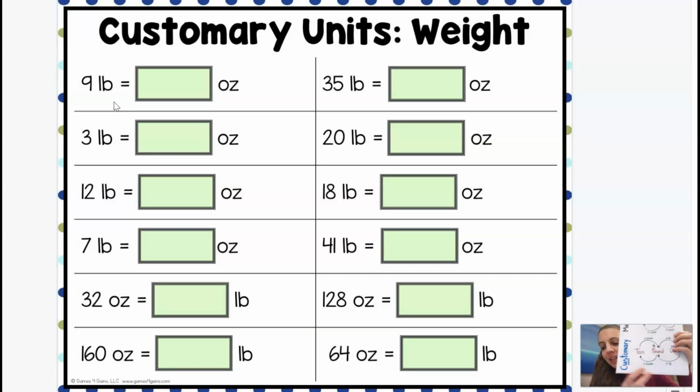So we need to apply the rule. From pounds, following the arrow, to ounces. I have to multiply by 16. So I'm gonna do it here. Okay.